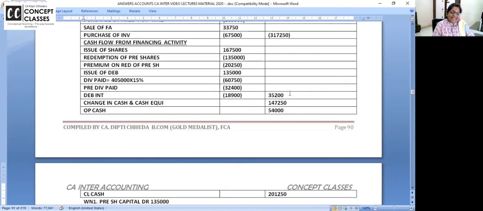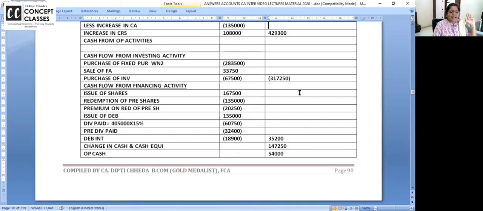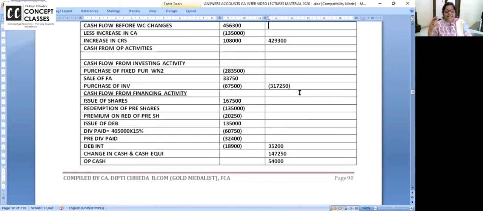We had already written 147. Opening is 54, closing is 20, which means during the year 147 cash is generated. Now if I say cash flow statement is an analytical tool, it means you can interpret them.